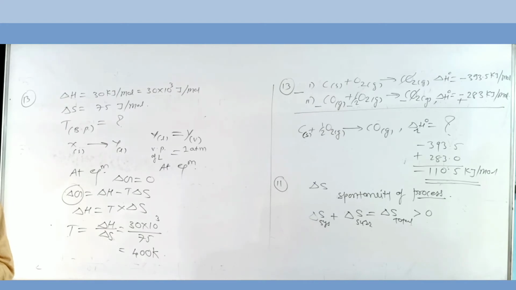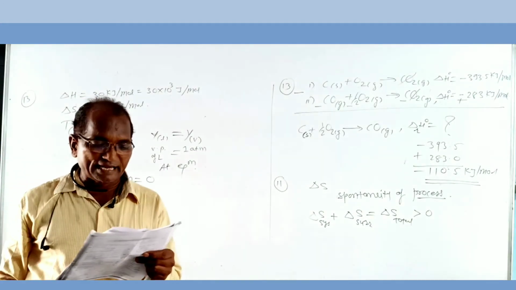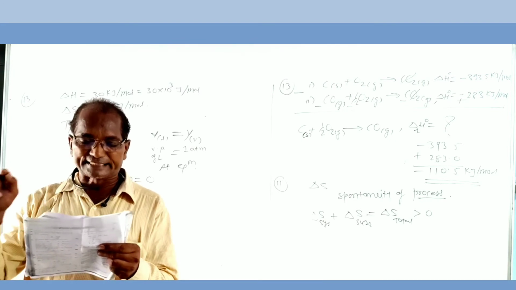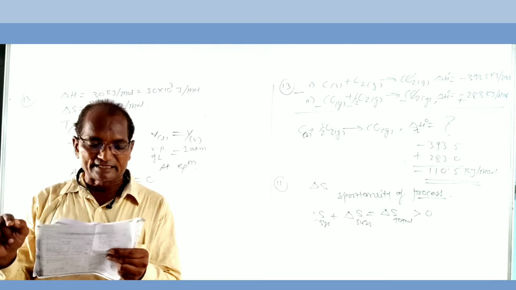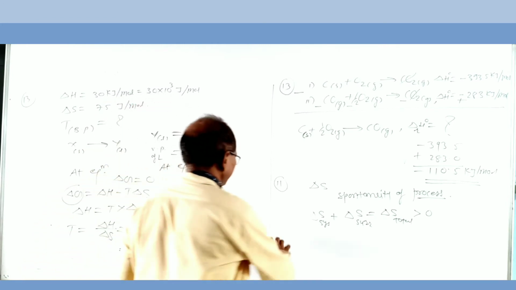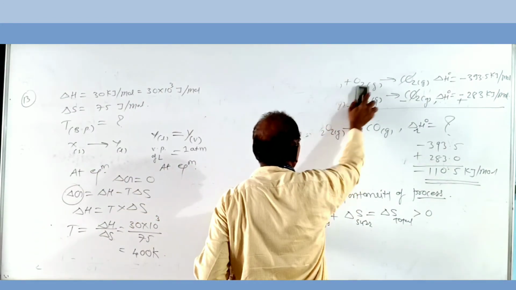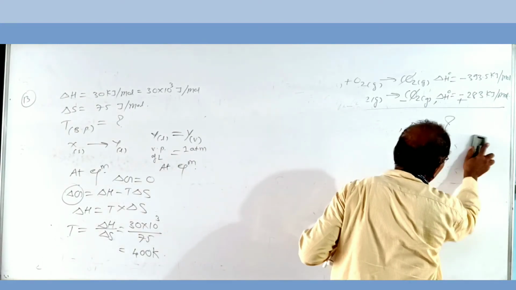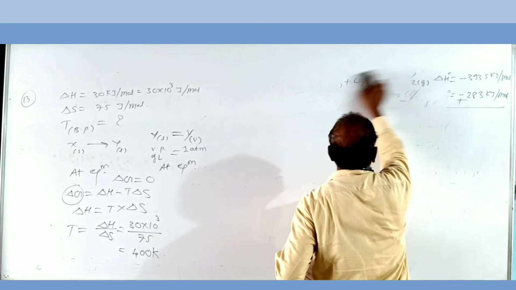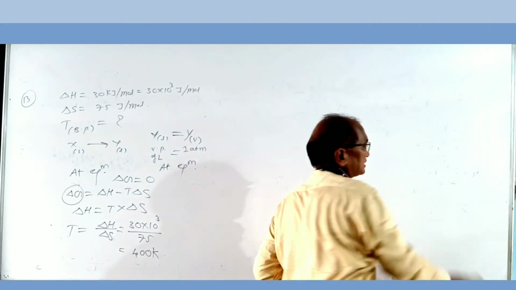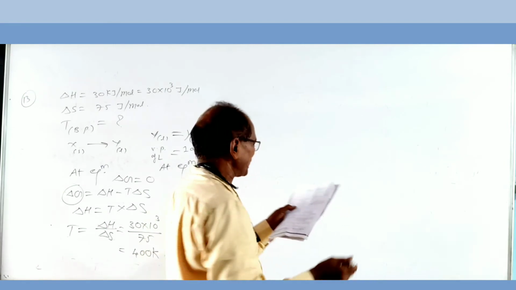Then question 14. 2 moles of an ideal gas is expanded isothermally and reversibly from 1 liter to 10 liter at 300 K. The enthalpy change in kilojoule for the process is. The process is isothermal and reversible. In an isothermal and reversible process, maximum work is obtained, and maximum work gives the enthalpy of the process.